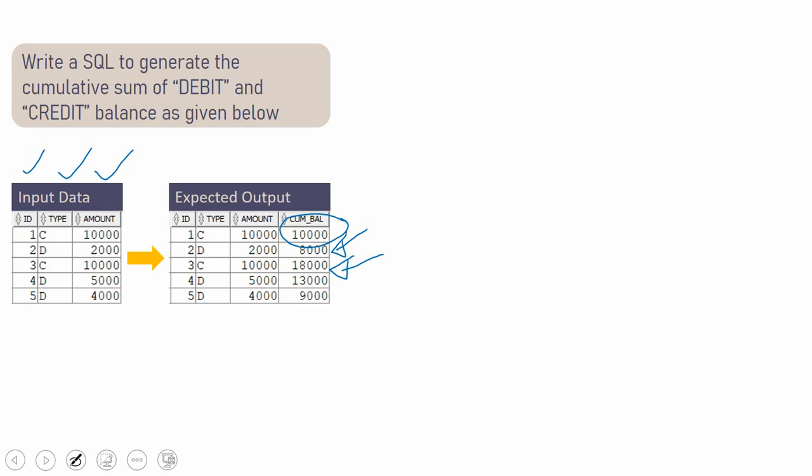And the fourth transaction is a 5,000 debit. That is, 5,000 is withdrawn from the total balance. So we need to subtract 5,000 from 18,000. So as of the fourth transaction, we have 13,000 as the balance. And finally, we have a 4,000 debit in the fifth transaction. So we need to subtract 4,000 from 13,000. So the final balance in the account is 9,000. So like this, we need to compute the cumulative balance. Let's see how to write a SQL to implement this functionality.